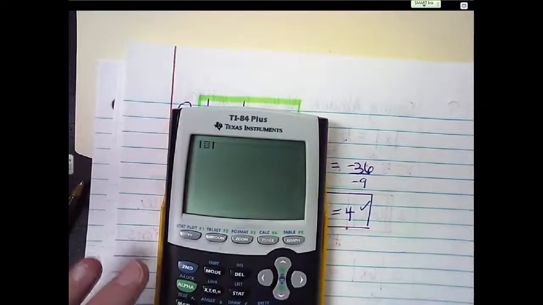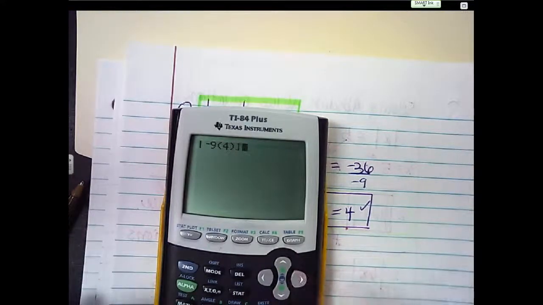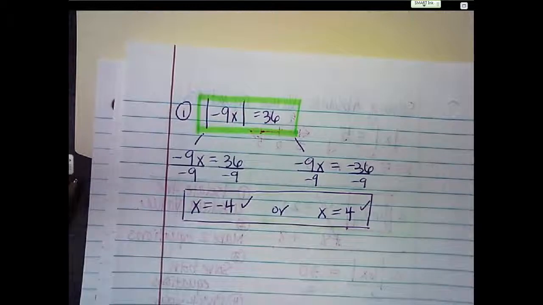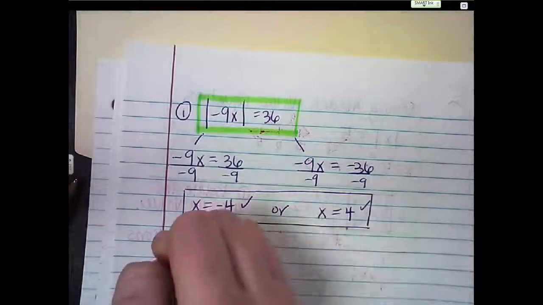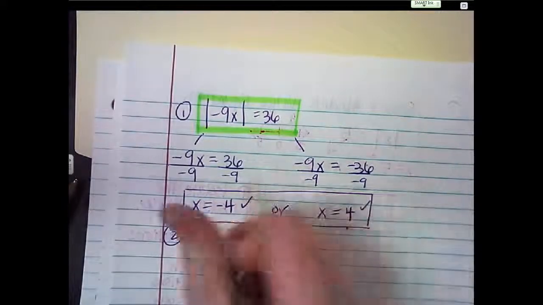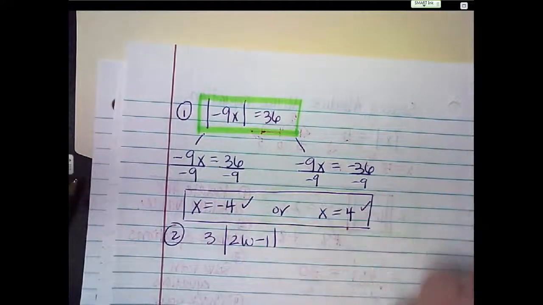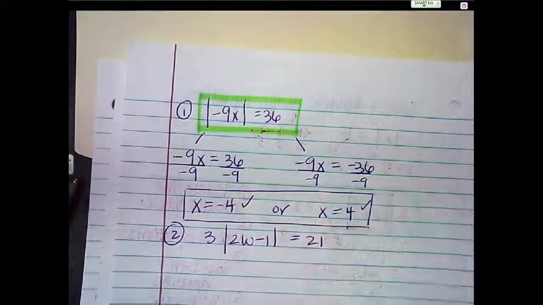Alright. And then negative 9 times 4 equals 36. Number 2. 3 times absolute value of 2w minus 1 equals 21.